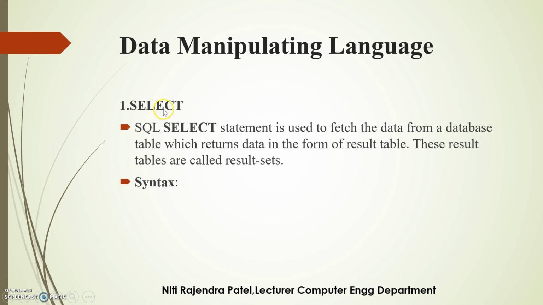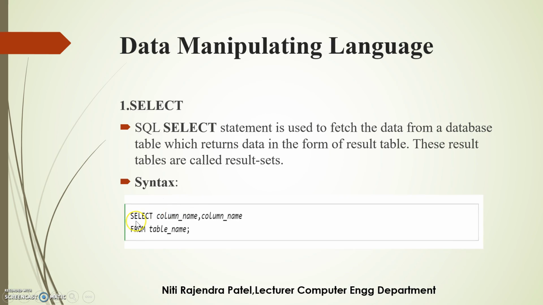What is a select statement? A select statement is used to fetch data from the database, or from a table inside the database, and the table that we retrieve after the selection is called either the result table or the result set. Let us look into the syntax of the select statement. Select column name from table name. The column name is the name of a column which we want to retrieve from the respective table.